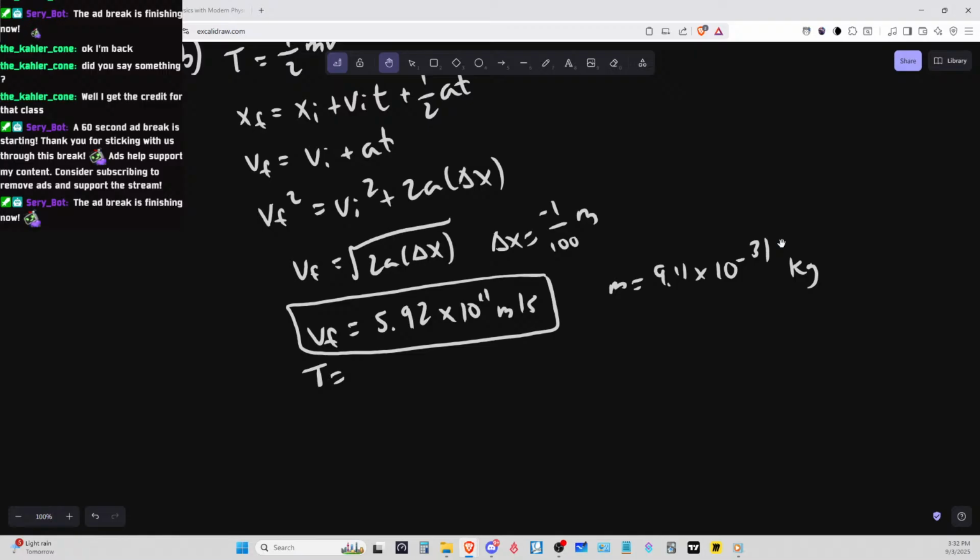So half times 9.11 negative 31 times the velocity, we can just plug this in, squared. So, wow. So the kinetic energy is 1.59 times 10 to the -7 joules.